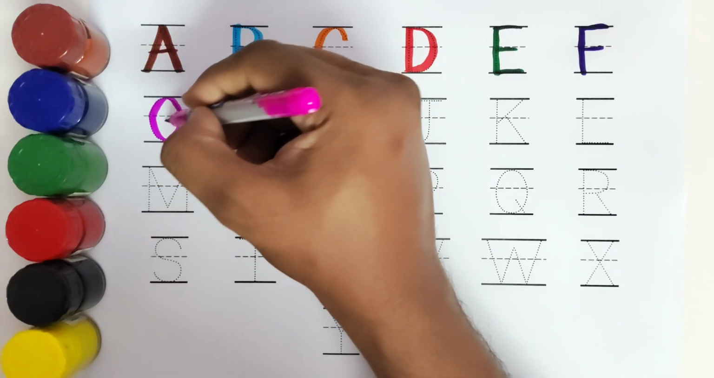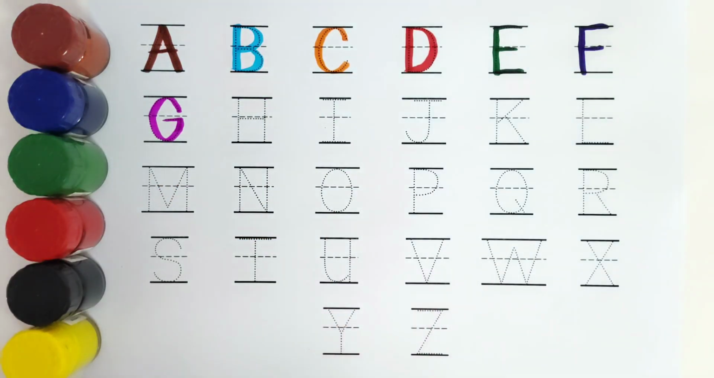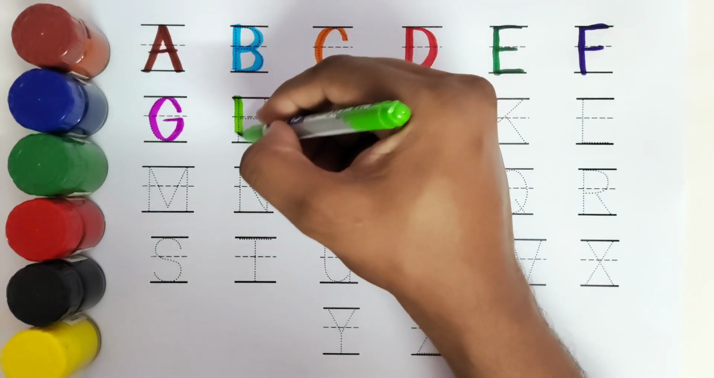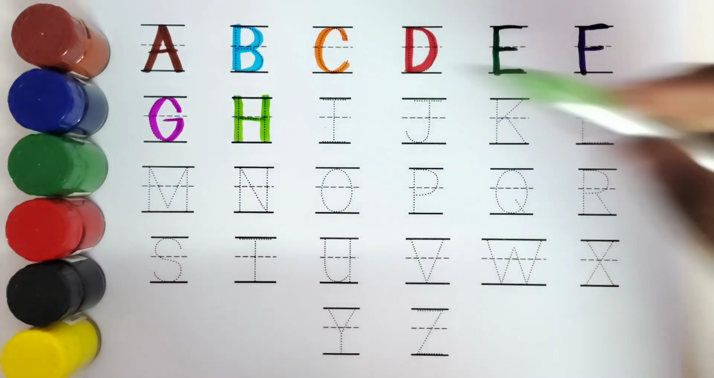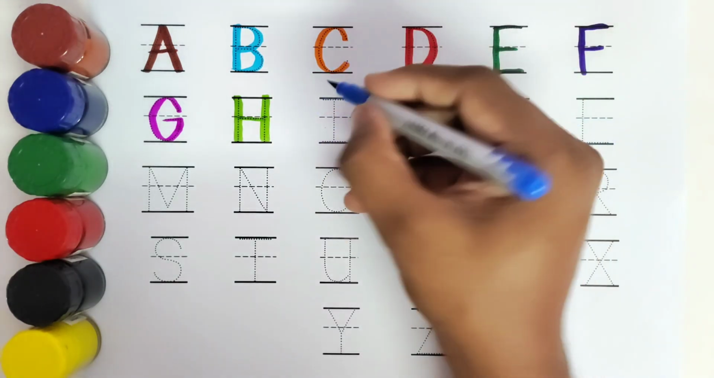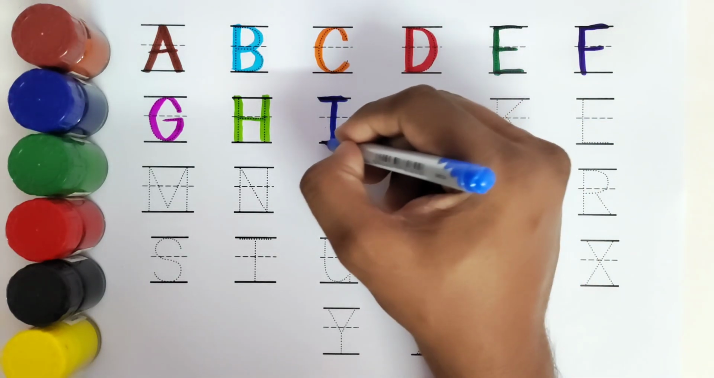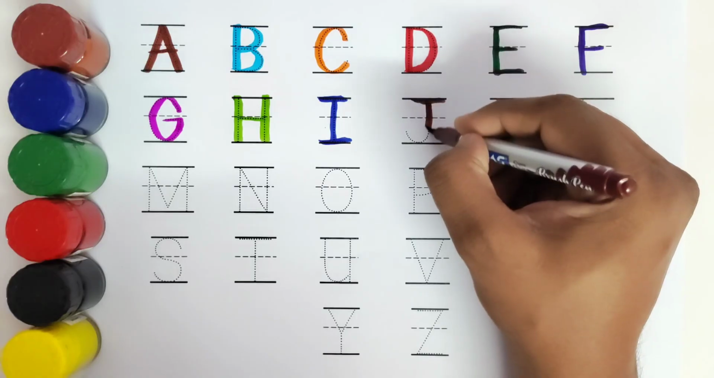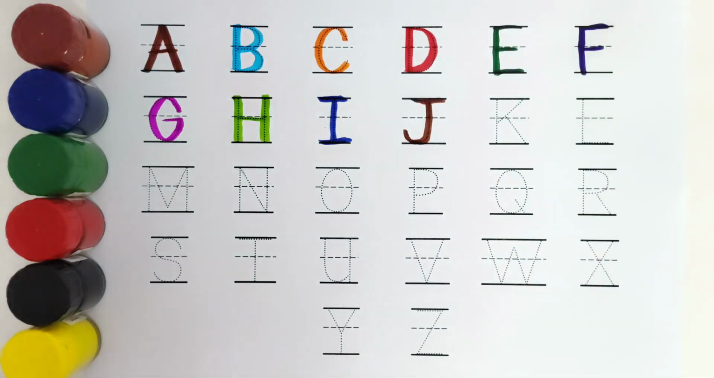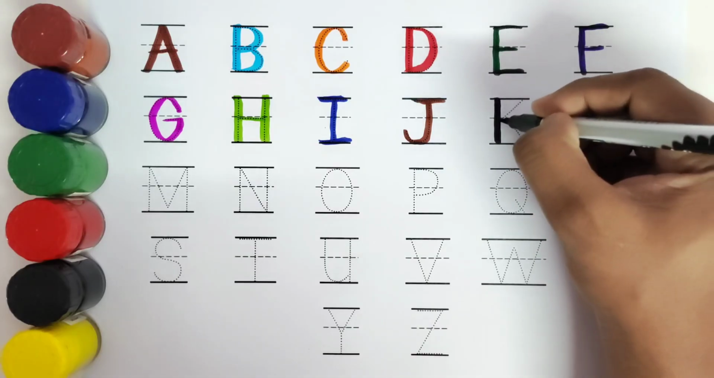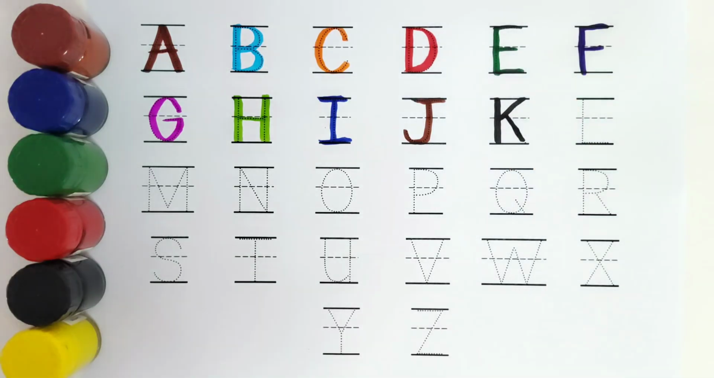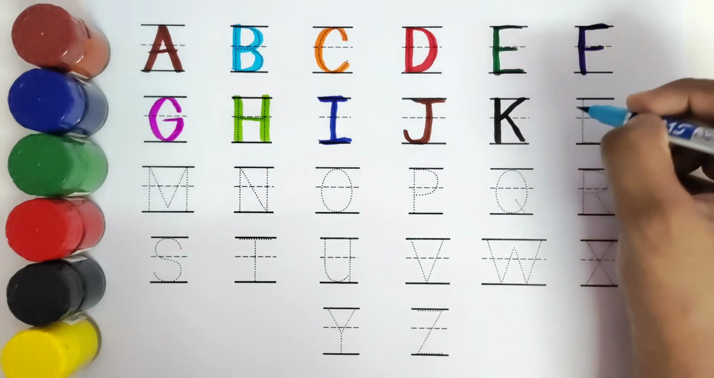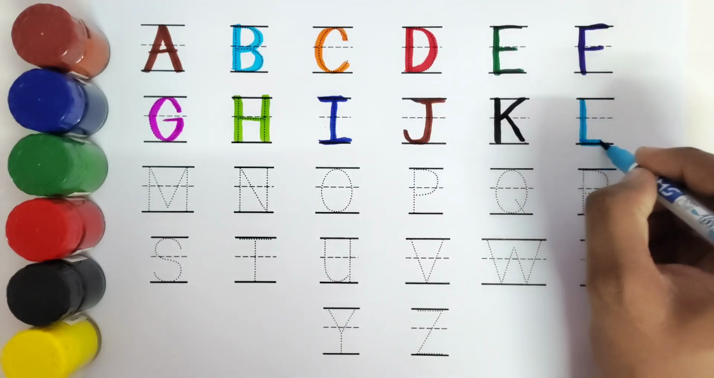G for goat. H for hat. I for ice cream. J for joker. K for kite. L for lion.